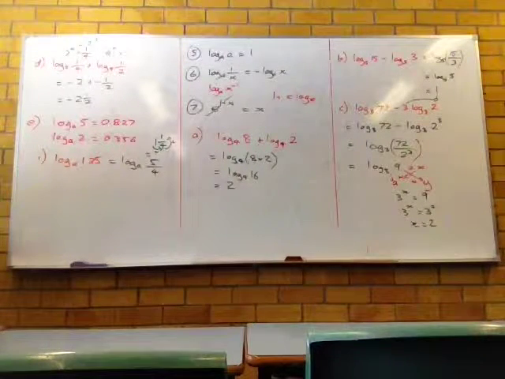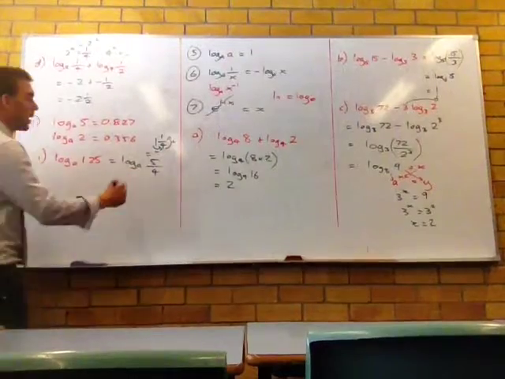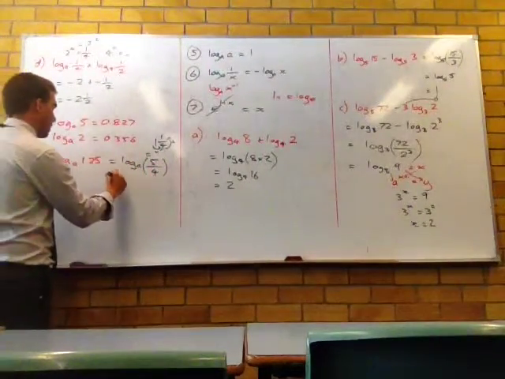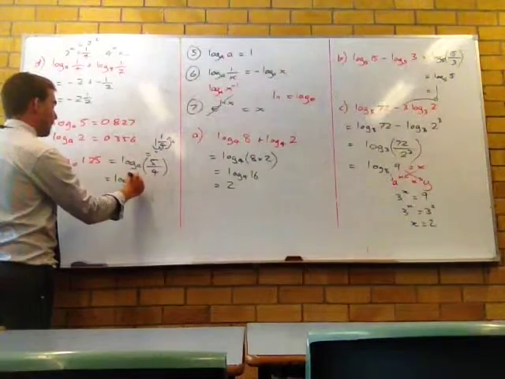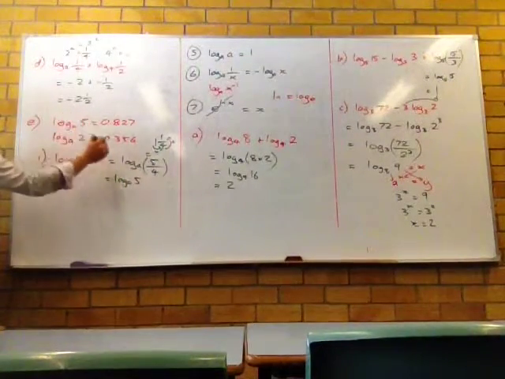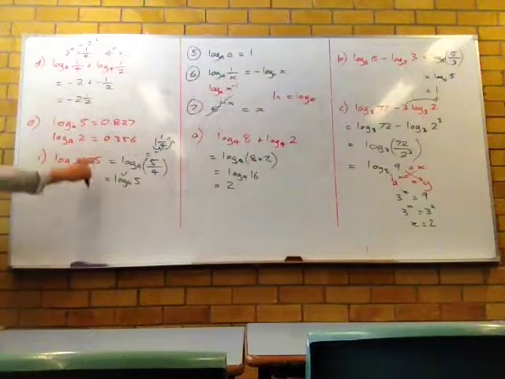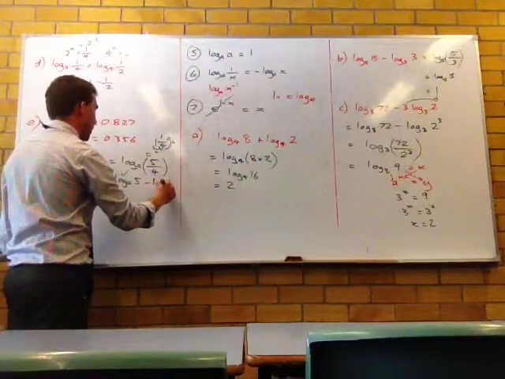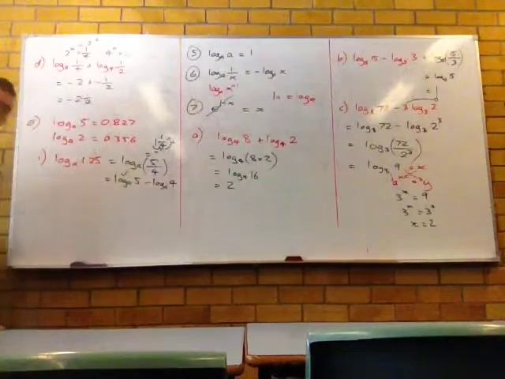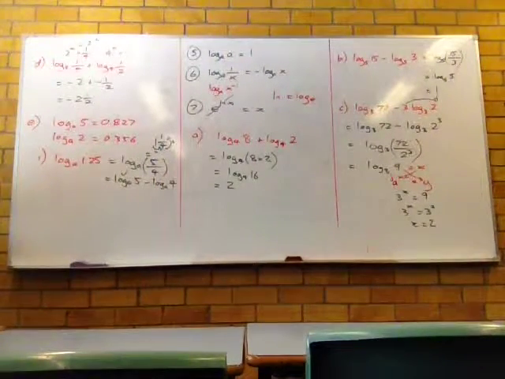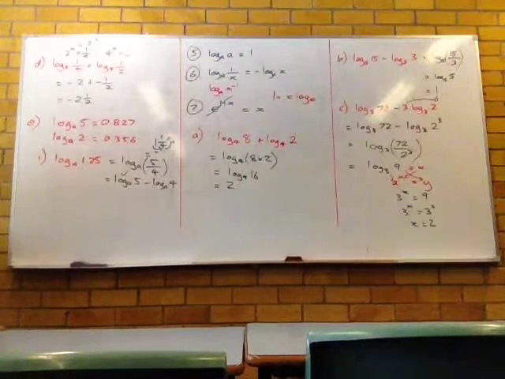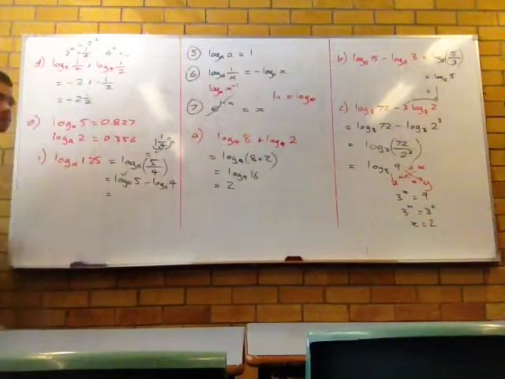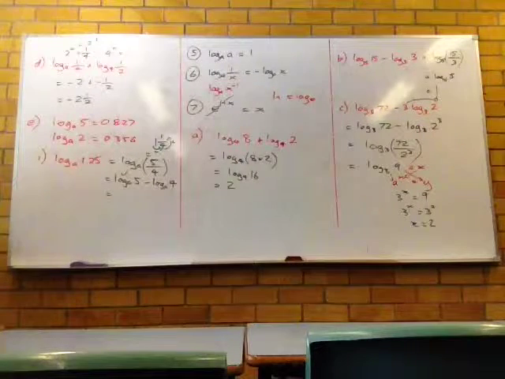Okay, so going back to my index laws, I'm dividing with a log, so I'm going to do a subtraction. So log base a of 5, which I've already got, so I can use that value as 0.827. Take away log base a of 4. However, I don't have log base a of 4, so I still need to do something. What can I do?